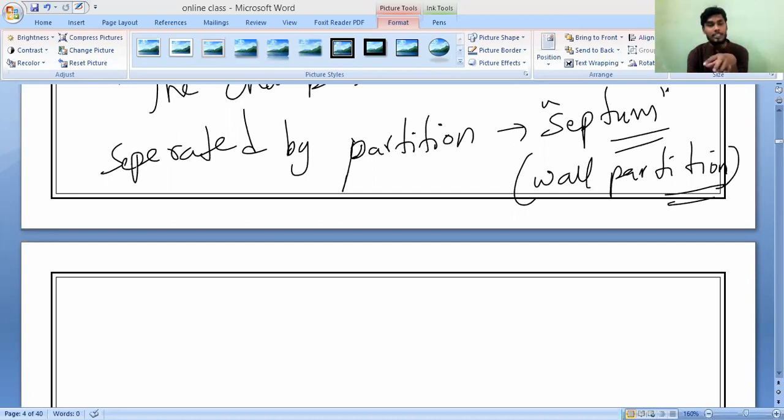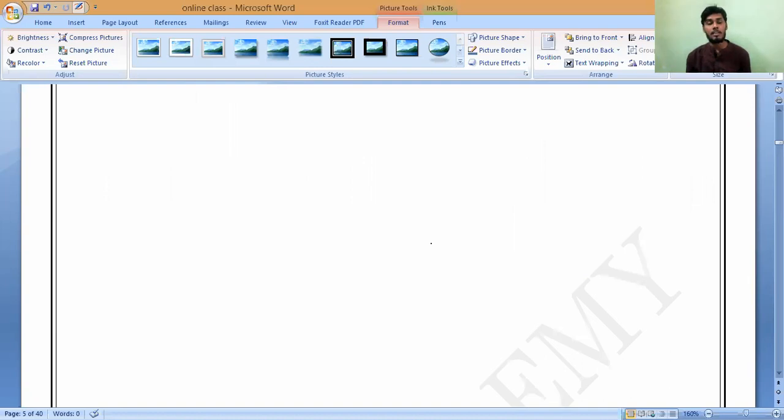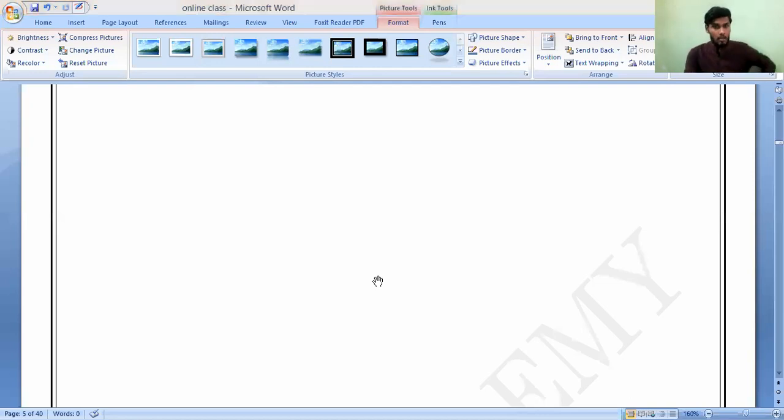They look like pipes and they carry the blood. That is why we call them what? We call them blood vessels, because they carry the blood throughout the body.